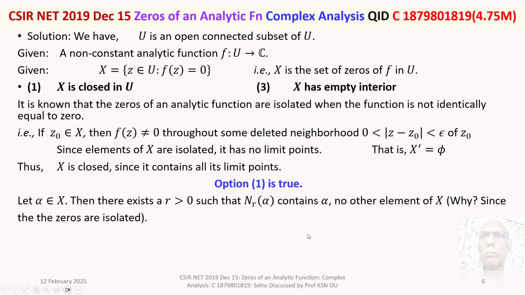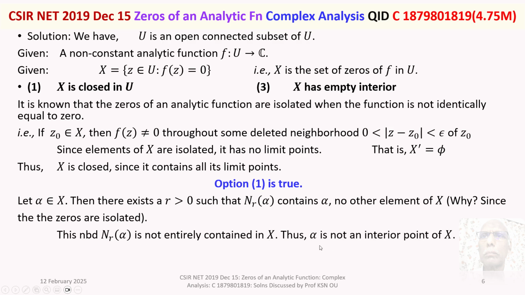That means alpha is not an interior point. This neighborhood N(alpha, r) is not entirely contained in X. Thus, alpha is not an interior point of X. So if alpha belongs to X, alpha is not an interior point of X. That means X has no interior points, so the interior of X is empty. Therefore, no point of X is an interior point of X.